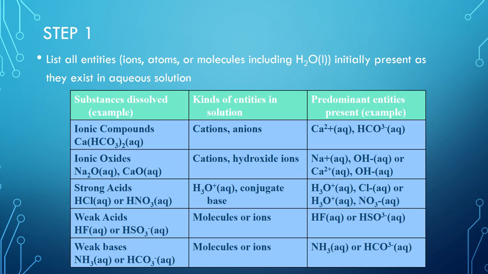The first step is to list all of the entities. Ionic compounds will split into their positive and negative ions. Ionic oxides will give cations and hydroxide ions. Strong acids will give hydronium ions and a conjugate base. Weak acids will remain as their molecules or ions. Weak bases will also remain as their molecules or ions.